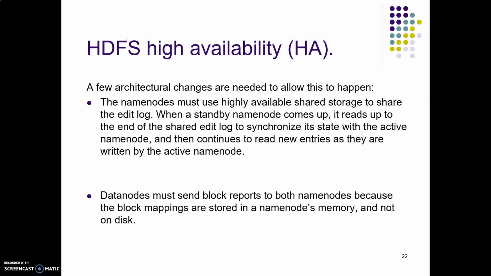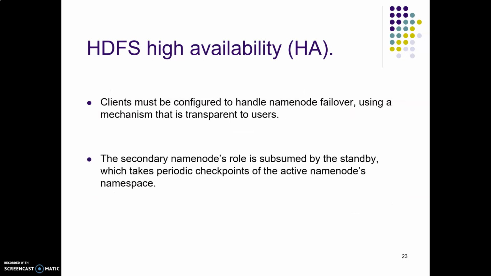The name nodes must use highly available shared data storage to share the edit log, and when a standby name node comes up, it reads up to the end of the shared edit log to synchronize its state with the active name node, then continues to read the new entries as they are written by the active name node. Similarly, data nodes must send the block reports to both name nodes, because the block mappings are stored in the name node's memory and not on the disks. All these things must be updated by the HDFS file system.